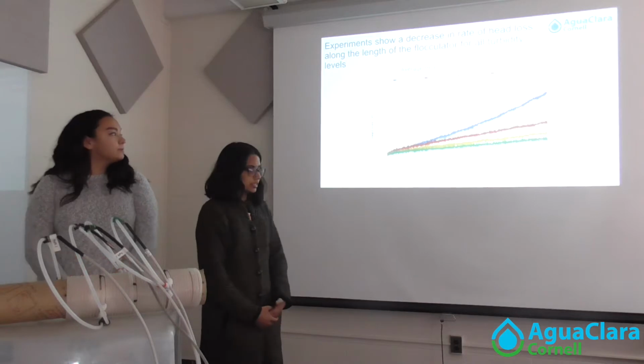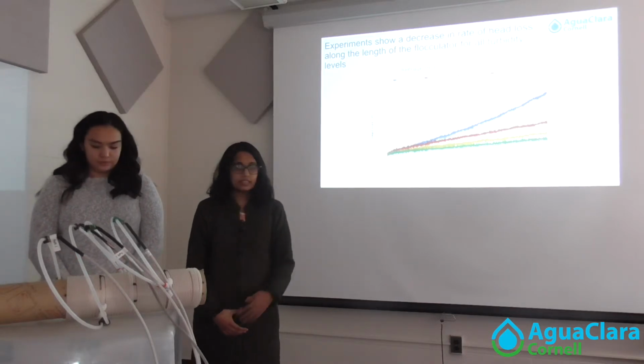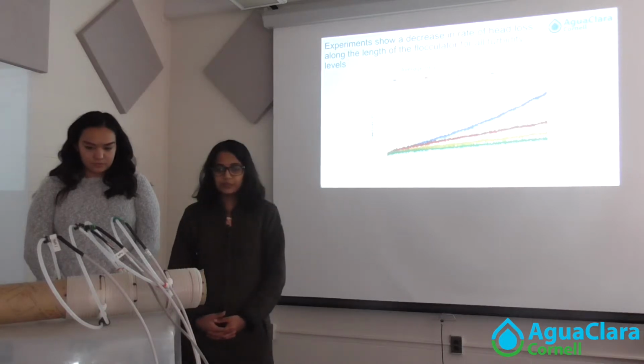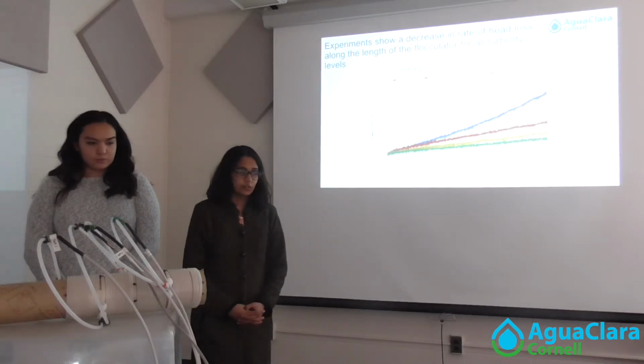This slide shows the results obtained by CNARC. This is a graph for head loss over time for the different sections of the flocculator, and these were results for a target turbidity of 40 NTU.